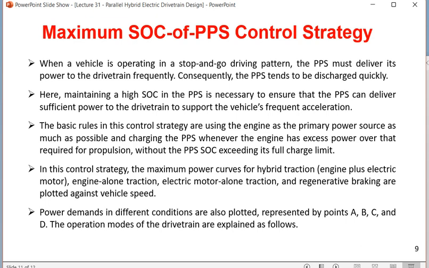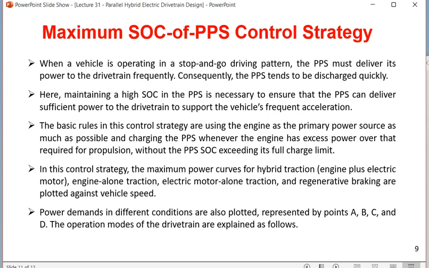This is done without the PPS SOC exceeding its full charge limit. So first we have to see how much is the requirement of the vehicle for driving itself on the highway on a flat road. If it is 80 unit, then let the engine, or primary source, produce 100 unit. So 80 unit will be used for driving and 20 unit will be used for charging the PPS, as long as PPS is not getting 100% charged.